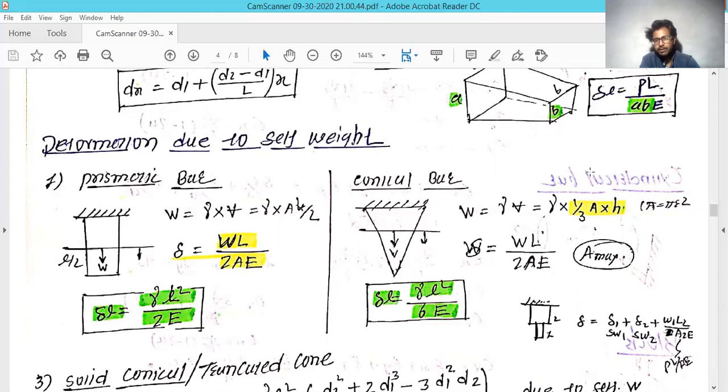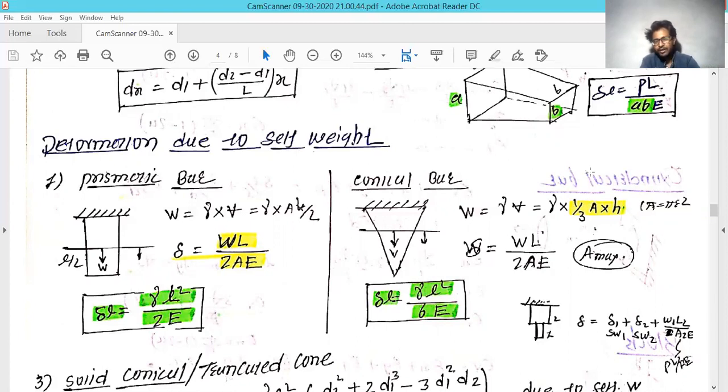The mass is nothing but density into volume. So if you multiply that mass, the equation will become rho g into volume, and rho g is nothing but the specific weight. You will get familiar with this formula in your fluid mechanics subject, where it has a lot of use.